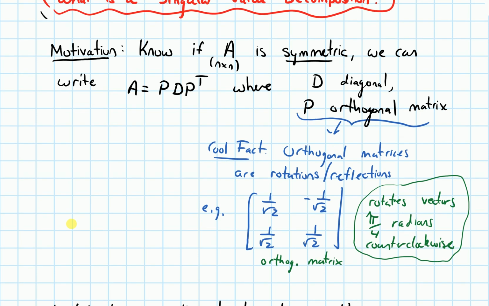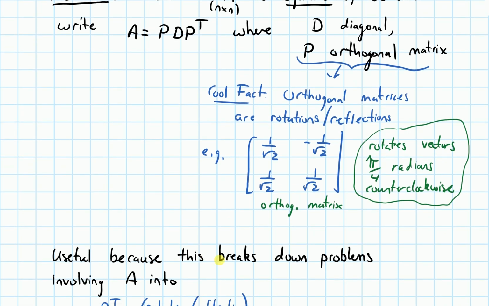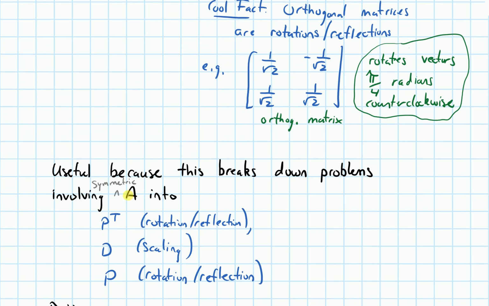All right, so this is useful because this breaks down problems that involve a symmetric matrix A into the pieces that A is decomposed into. So it's decomposed into P times D and then times P transpose, but in the reverse order. Both P transpose and P are orthogonal matrices, so both of those are either rotations or reflections or combinations of the two.